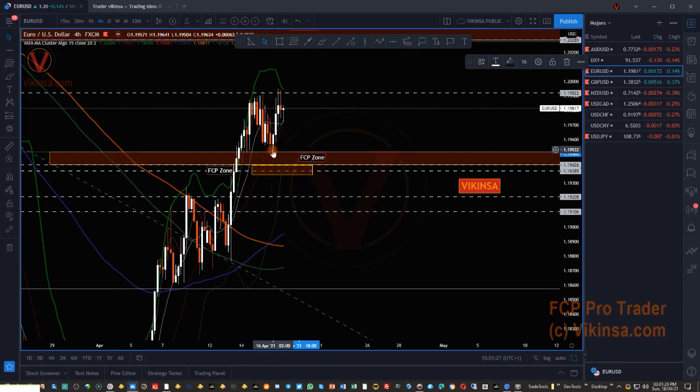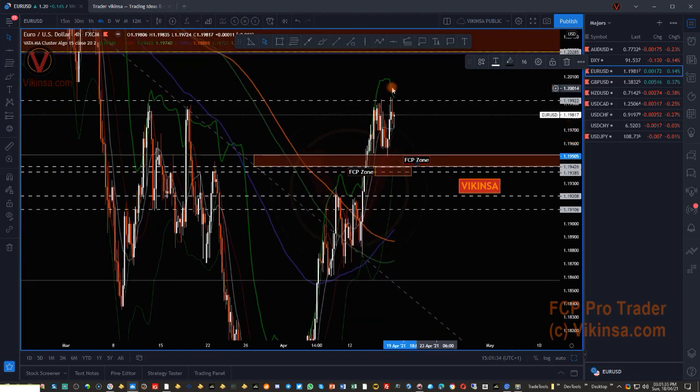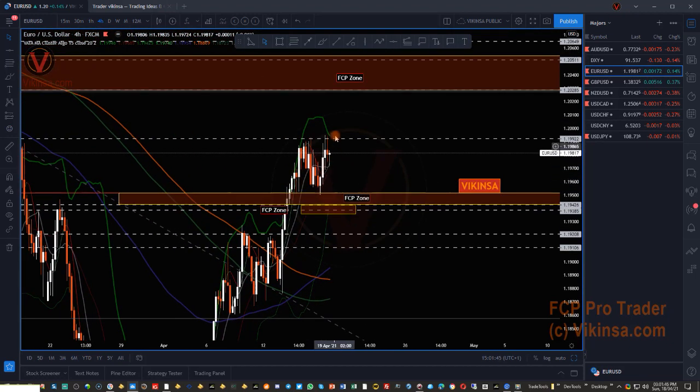There was a moving average right in their FCP zone, and that's why the market has started to go up. As you can see, it has so far not reached the 1.2 level. It came very close to 1.1992 and then fell down. It tried again, created a double top, and then started to fall down. So I'm expecting it to go at least to 1.2, because it's so close to it, right?